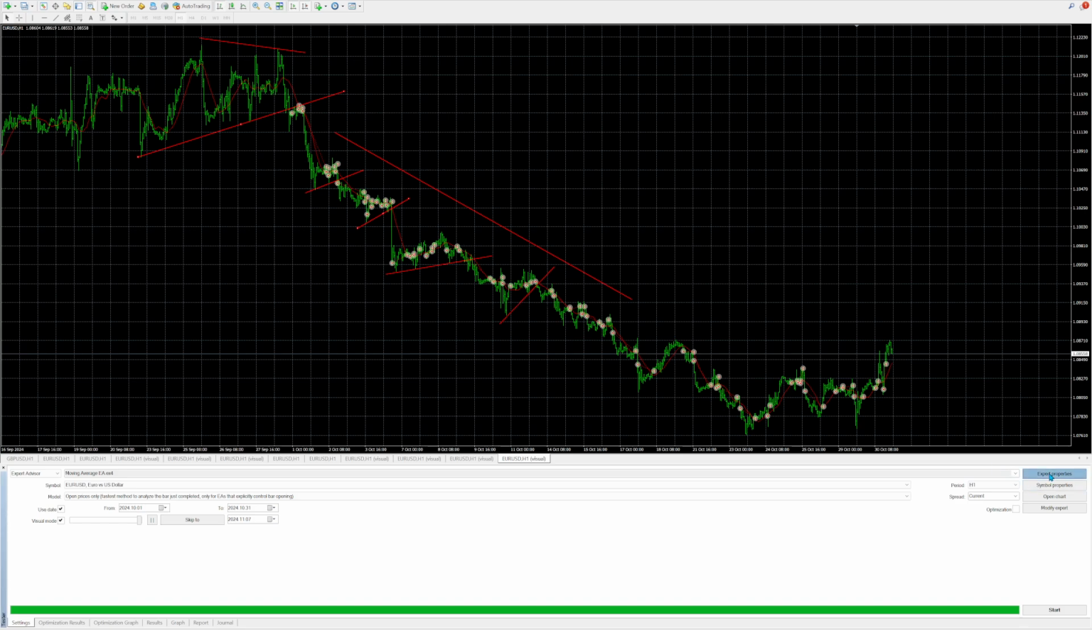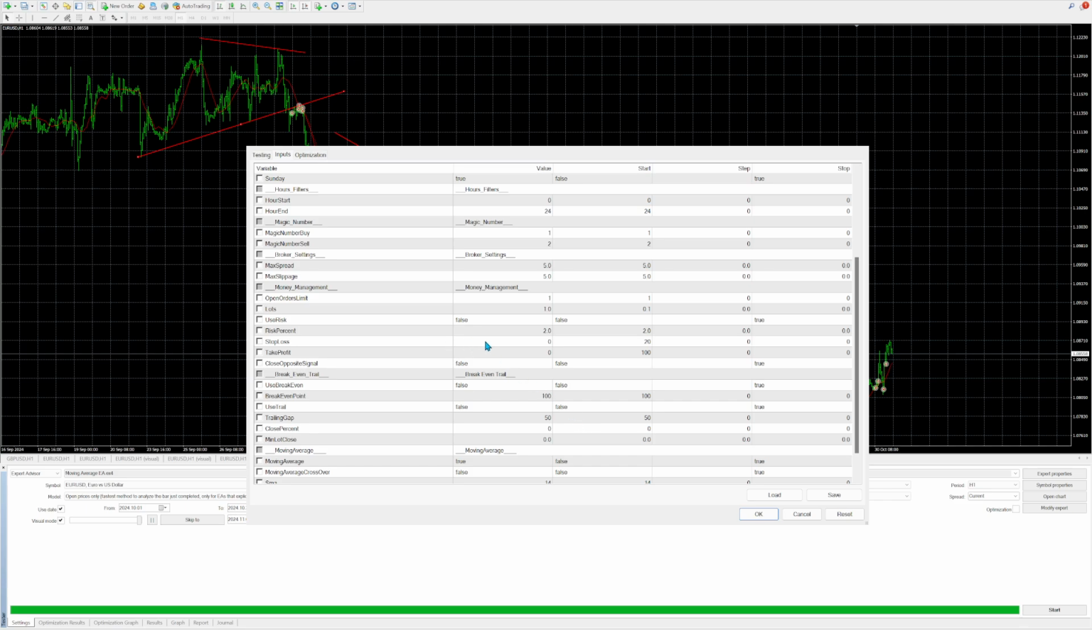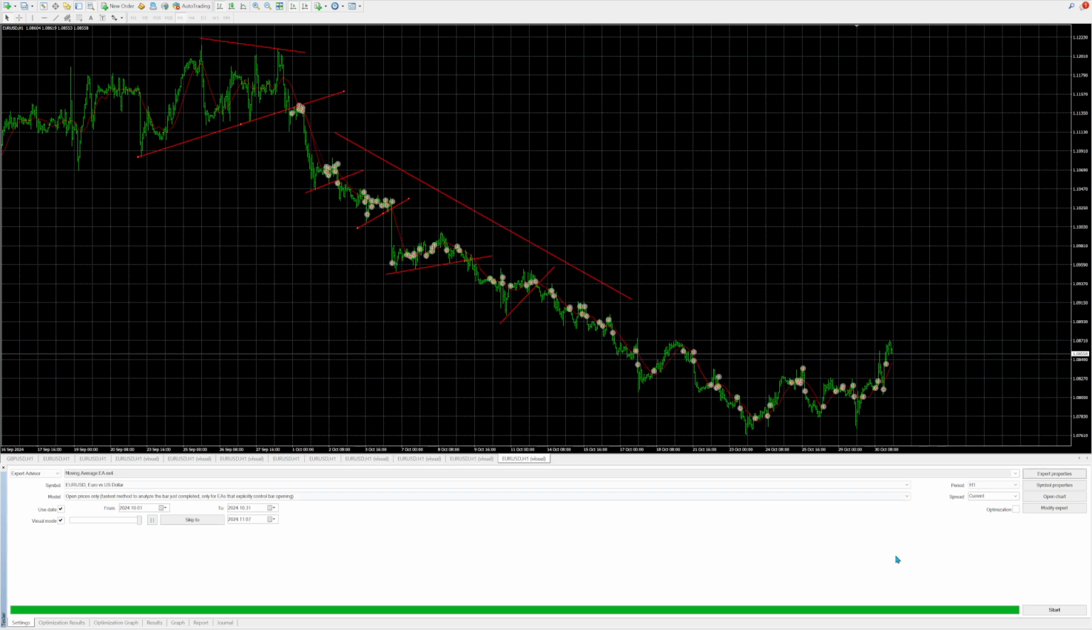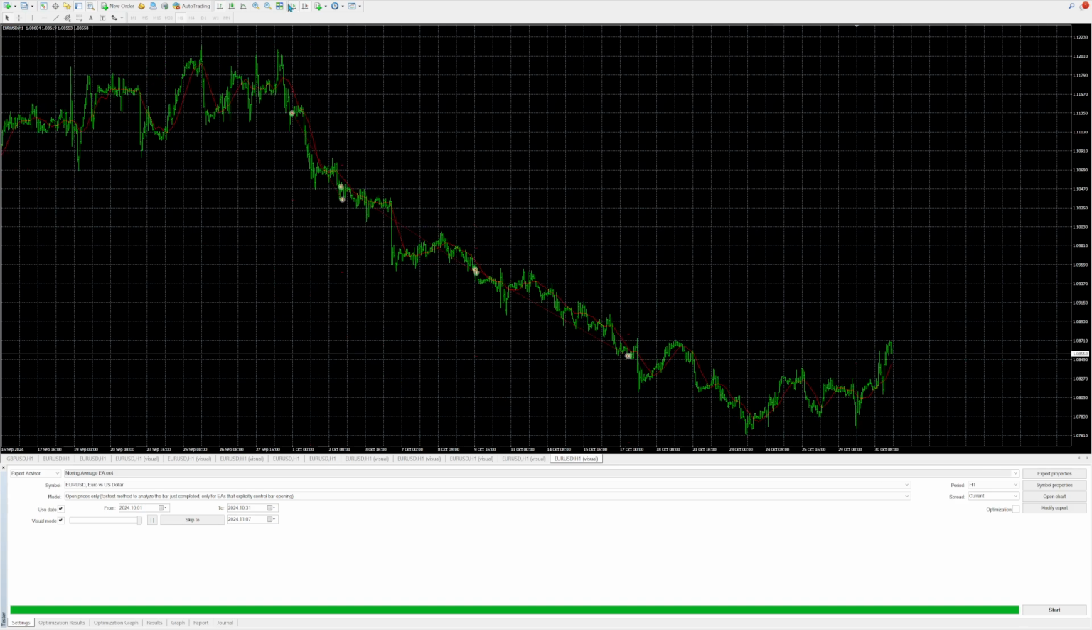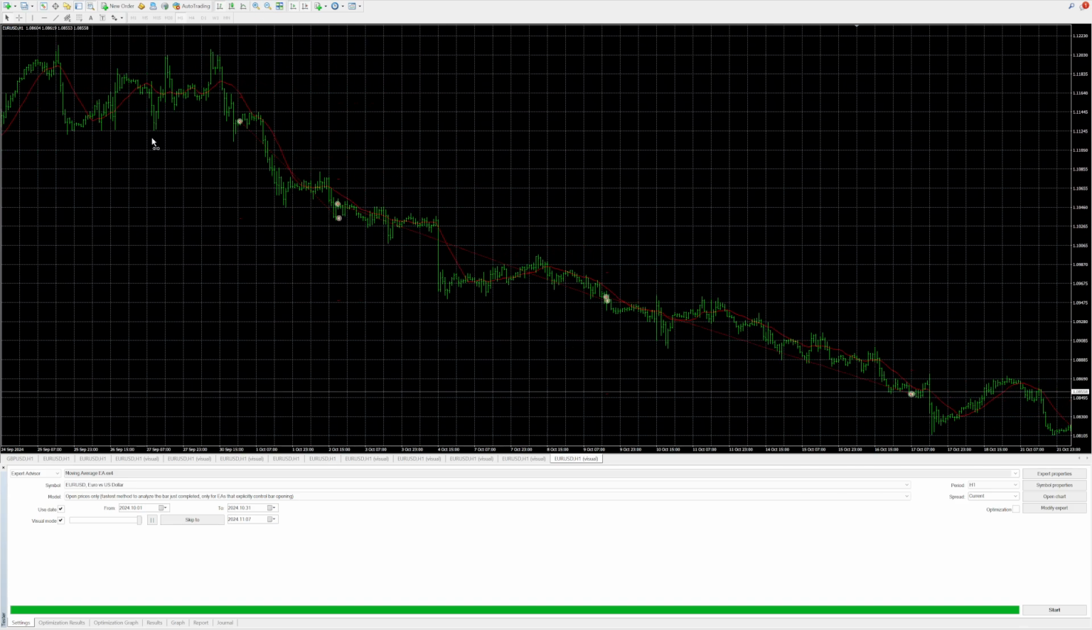So we'll turn off the close on opposite, and instead we'll use a stop loss, say 25 pips, and take profit, let's just say 100, okay? So let's run that and then see what happens. Okay, and then things start to look better already, okay?